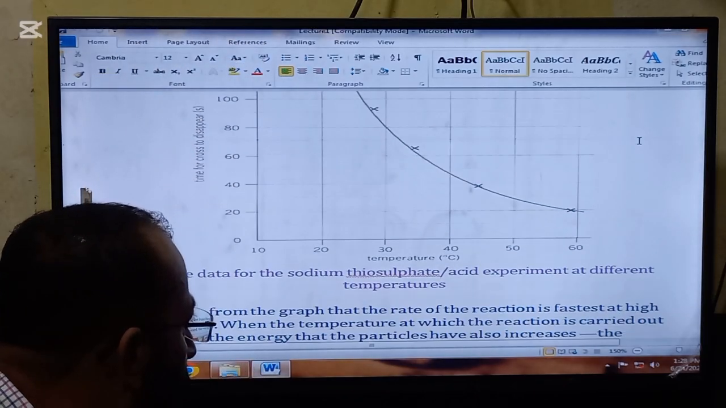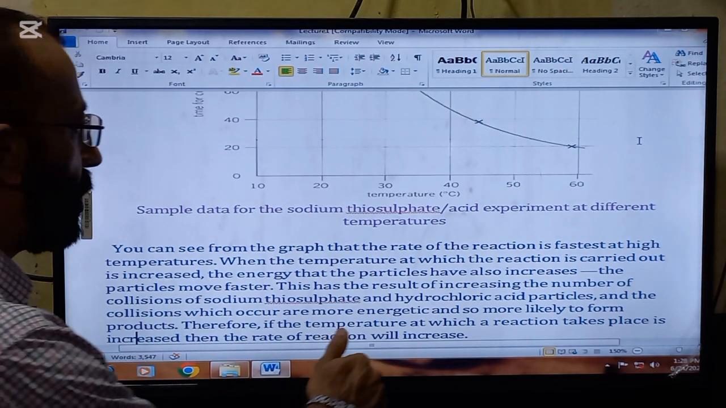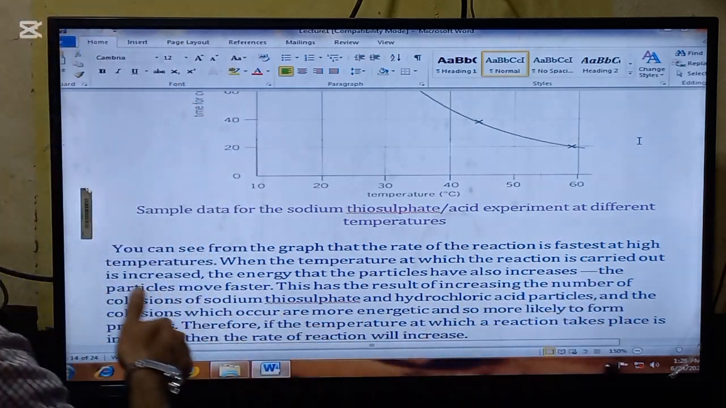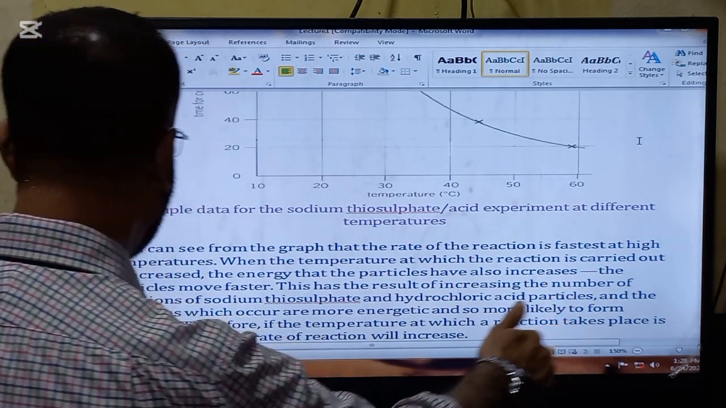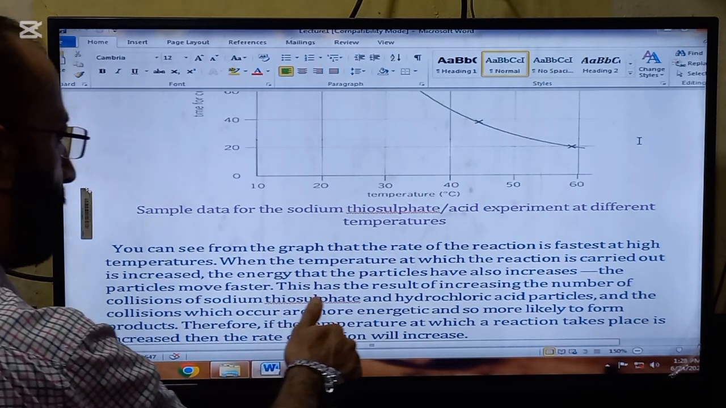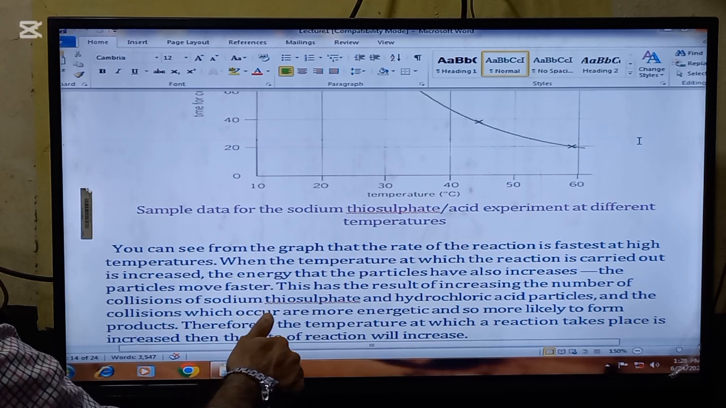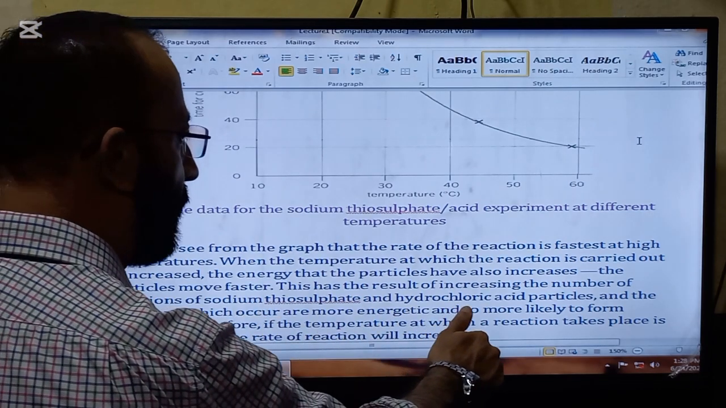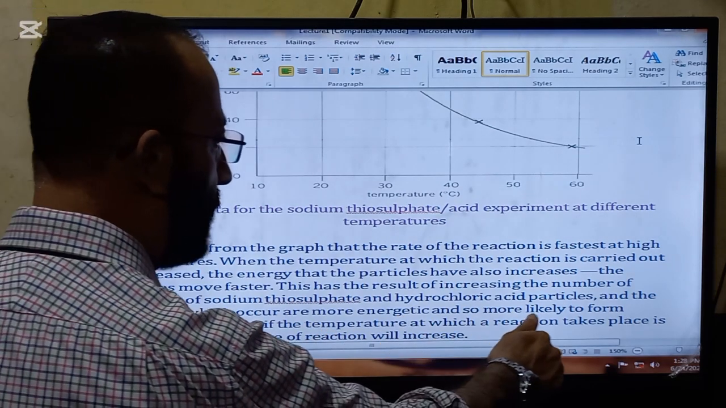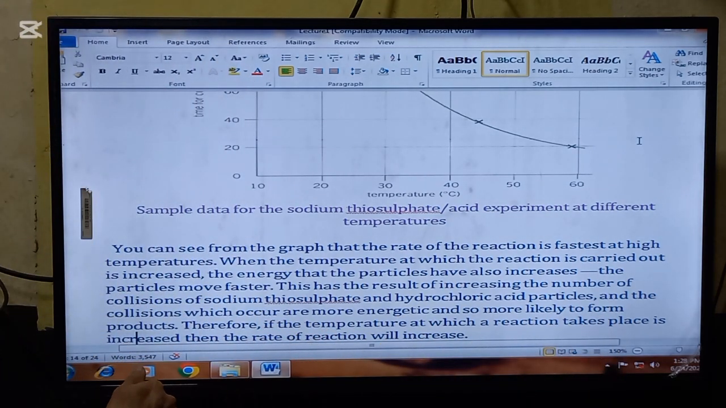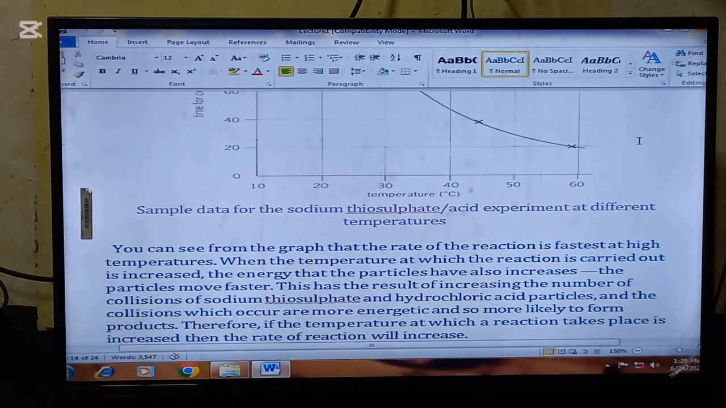And now the observations which can be made from this experiment are: you can see from the graph that the rate of the reaction is fastest at high temperatures. When the temperature at which the reaction is carried out is increased, the energy that the particles have also increases. The particles move faster. This has the result of increasing the number of collisions of the sodium thiosulfate and hydrochloric acid particles, and the collisions which occur are more energetic and so more likely to form products.